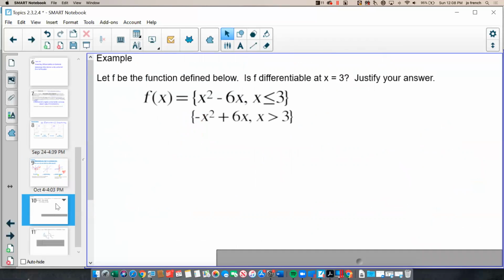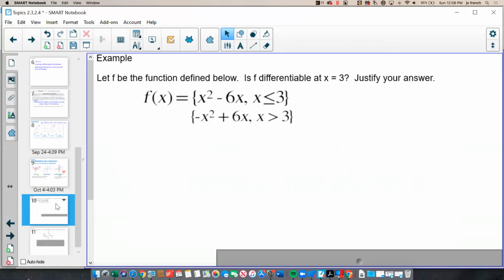Here we have a piecewise function. The function is x squared minus 6x for values of x less than or equal to 3, and negative x squared plus 6x for values of x greater than 3. So to find whether or not f is differentiable at x equals 3, we'd want to look at first whether or not the function is even continuous at x equals 3.